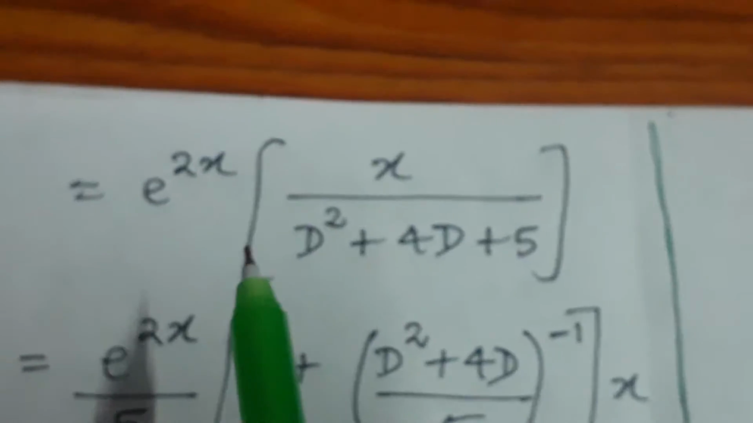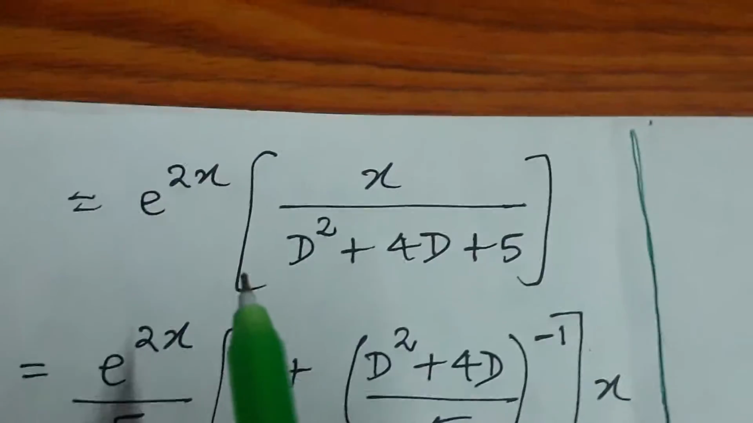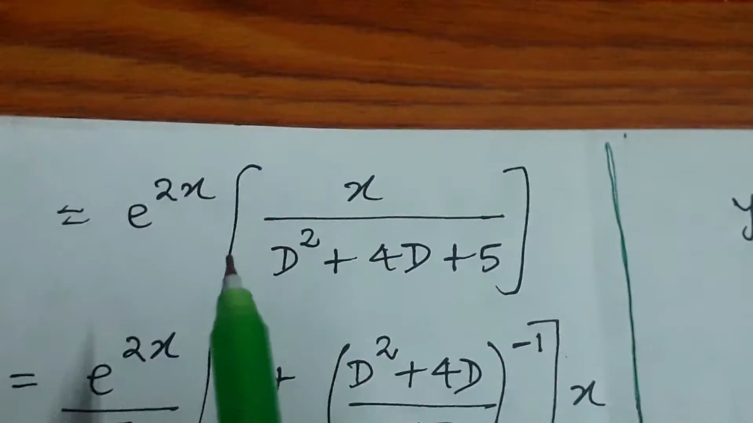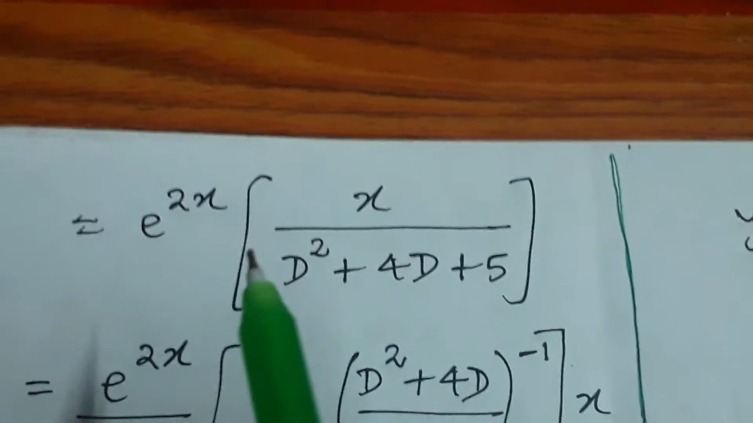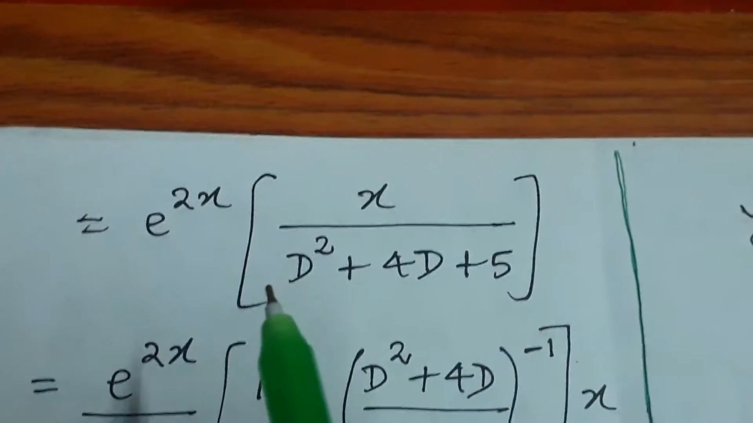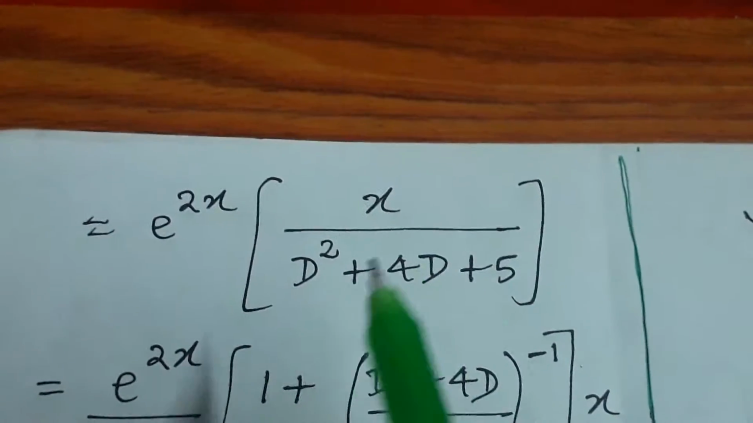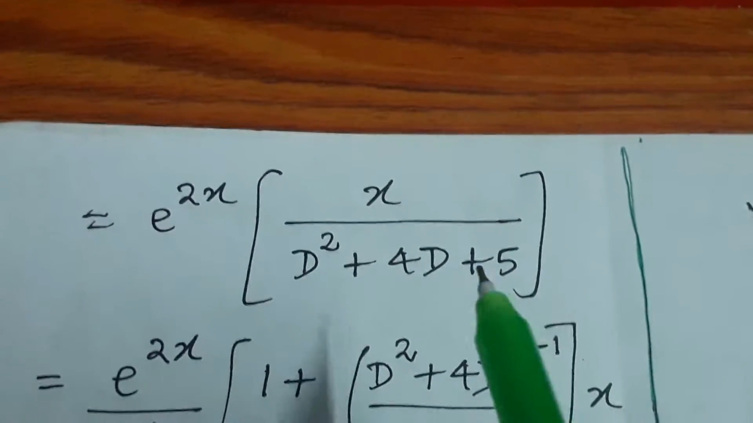So D plus 2 the whole square means what? (a plus b) the whole square is a square plus b square plus 2ab. So D square plus 4D plus 1 plus 4. 1 plus 4 is 5.